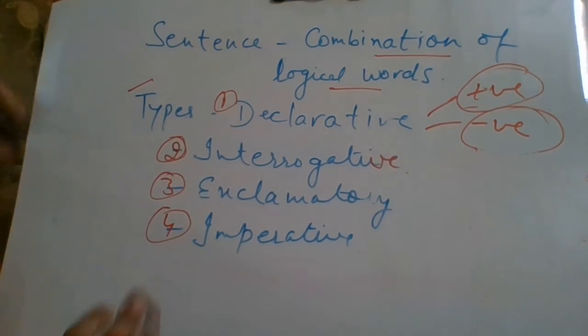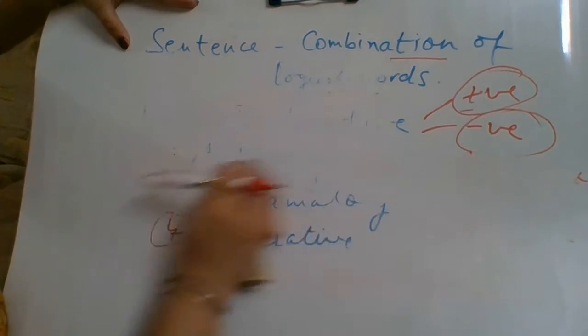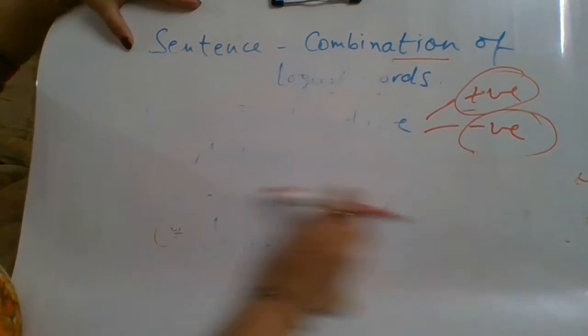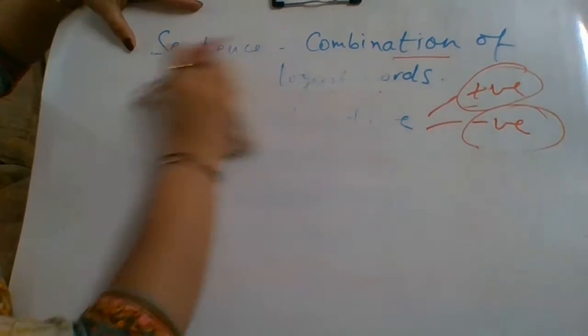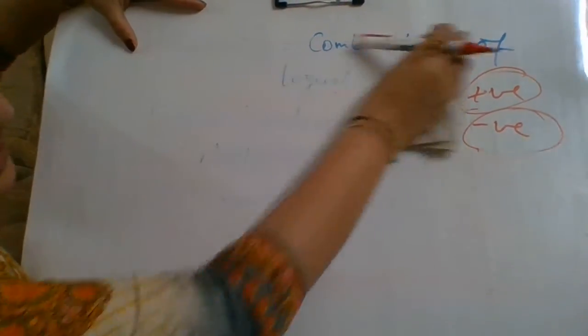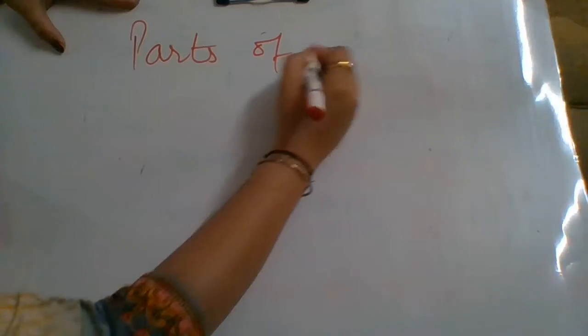Today, we are going to start with the second chapter, that is parts of speech. It is a must to learn the parts of speech for making sentences, because without knowing what you have to use in the sentence, you cannot make a logical sentence. Okay, so the next chapter is parts of speech.